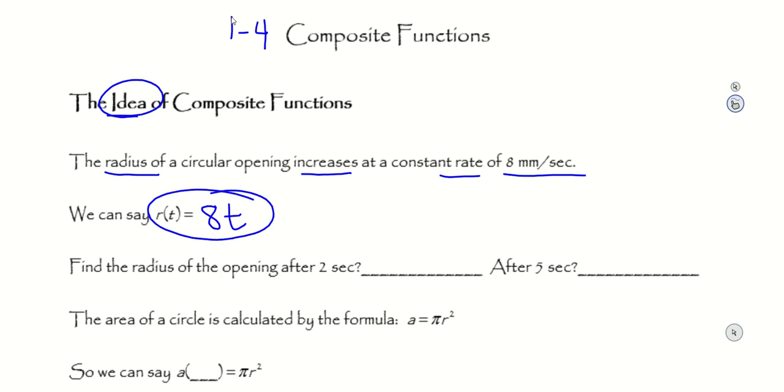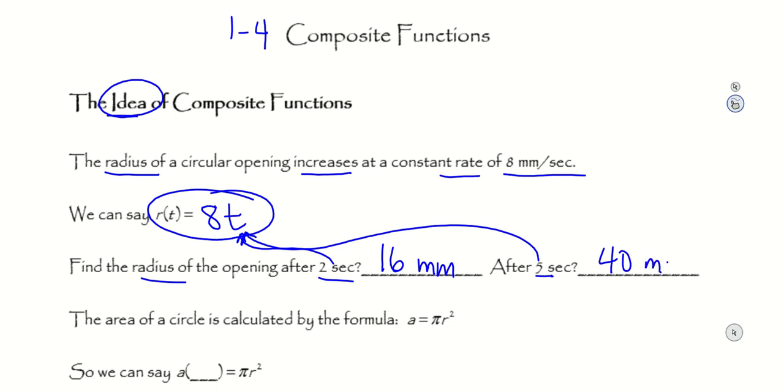So could we find the radius of the opening after 2 seconds? Well, plugging 2 in for t, 8 times 2 is 16, and that radius would be 16 millimeters. After 5 seconds, again, if we replace the time in our equation with 5, 8 times 5 is 40, and the radius of the opening would be 40 millimeters. I feel very confident that you could have done that without my help.